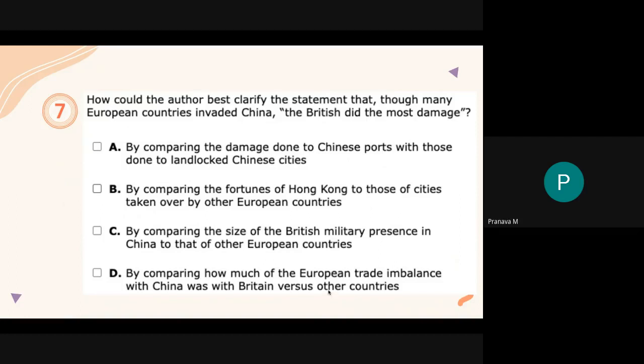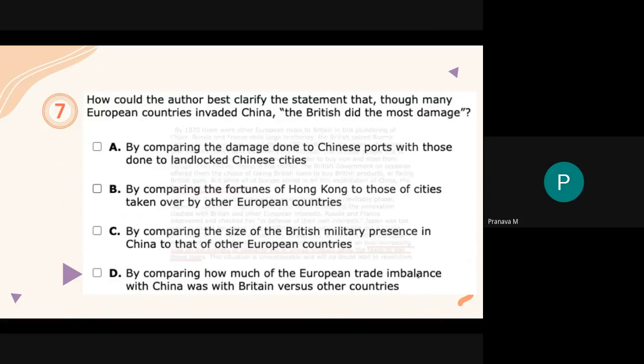And the last option, by comparing how much of the European trade imbalance with China was with Britain versus other countries. Okay, so this is talking about how, because of the trade imbalance, that was the thing that affected the peasantry the most. They had to pay taxes that came out of their livelihoods. So this is probably the better answer than B, because the point of the paragraph is how these countries and their actions affected the Chinese peasantry and working class. We're relating the trade imbalance to the cause of the revolution and the things that affected the Chinese working peasantry. So this is why that's the better answer than B. And that was the last question for me.